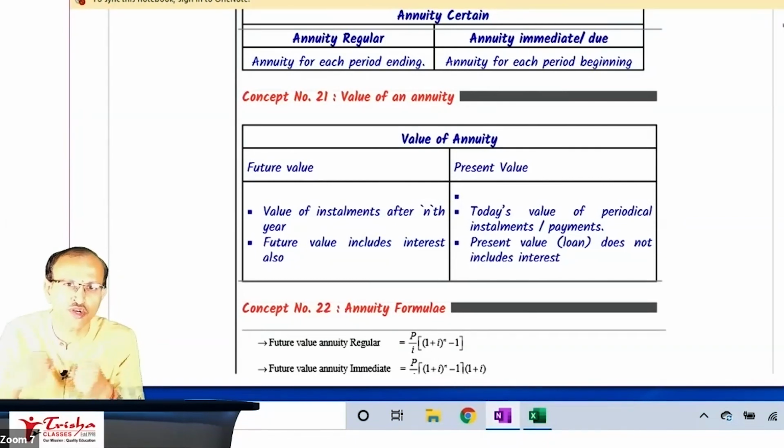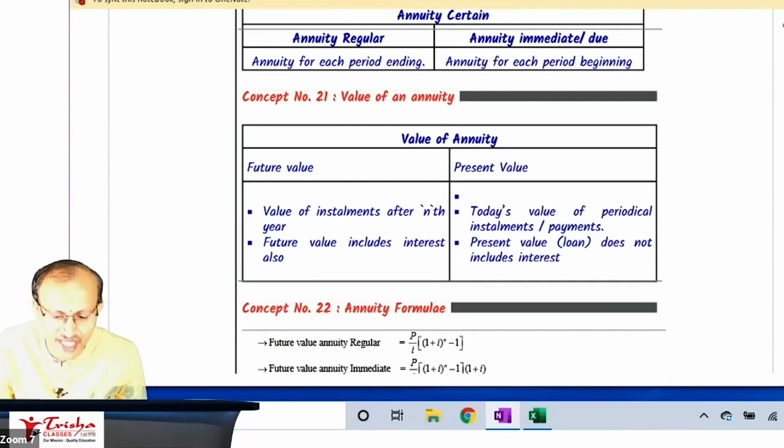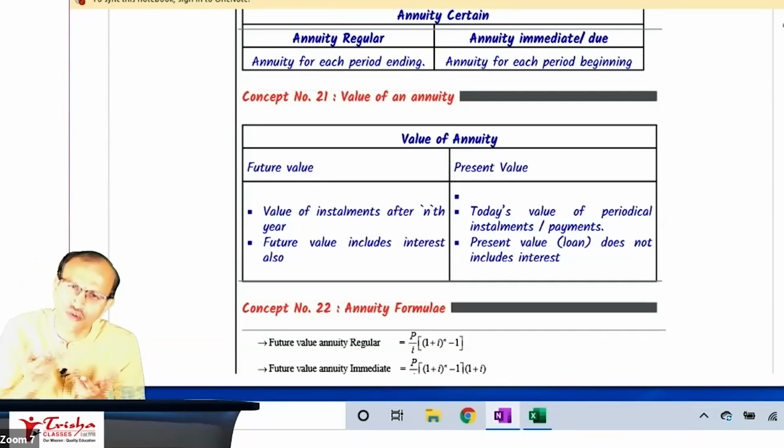How much did you take today? What is that today's money? What is that loan value? What is that present value? What was the money? It is 25,000. Okay, some of you got confused with the question. So present value, future value, no confusion.